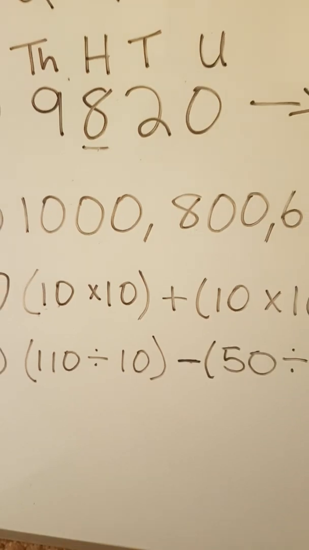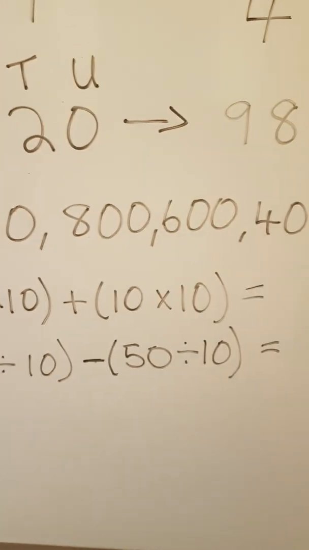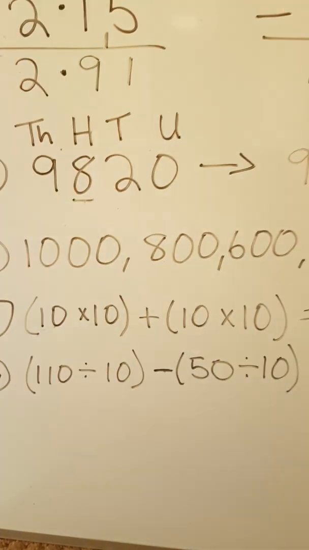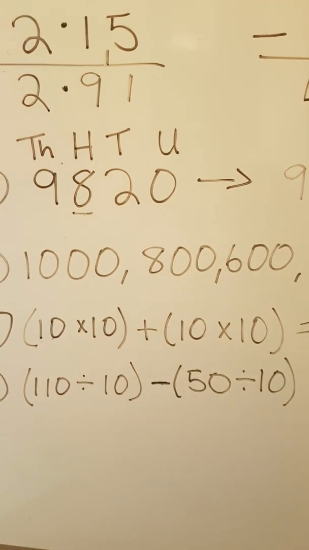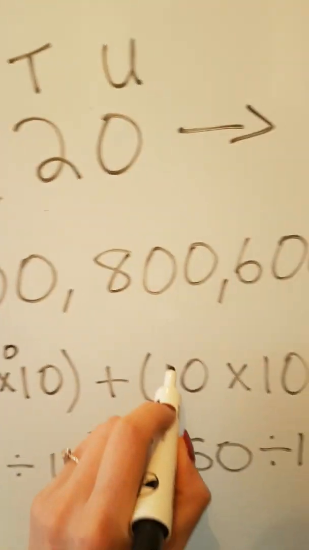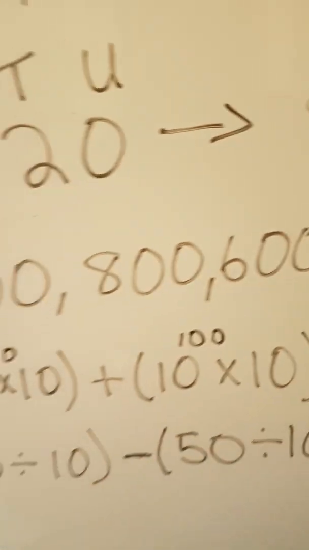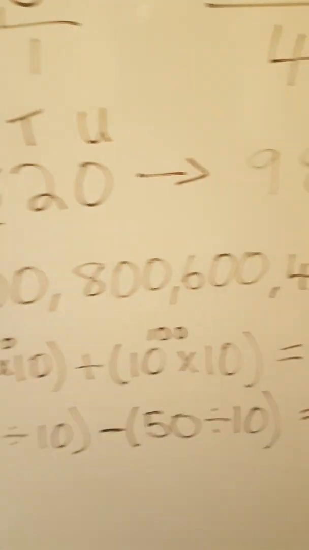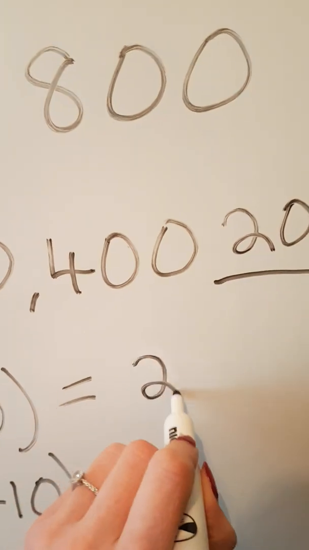Okay, question 5, 10 times 10 plus 10 times 10. So remember, we must always do what's in the brackets first. So 10 times 10 is 100. 10 times 10 is 100. So 100 plus 100 would be 200.